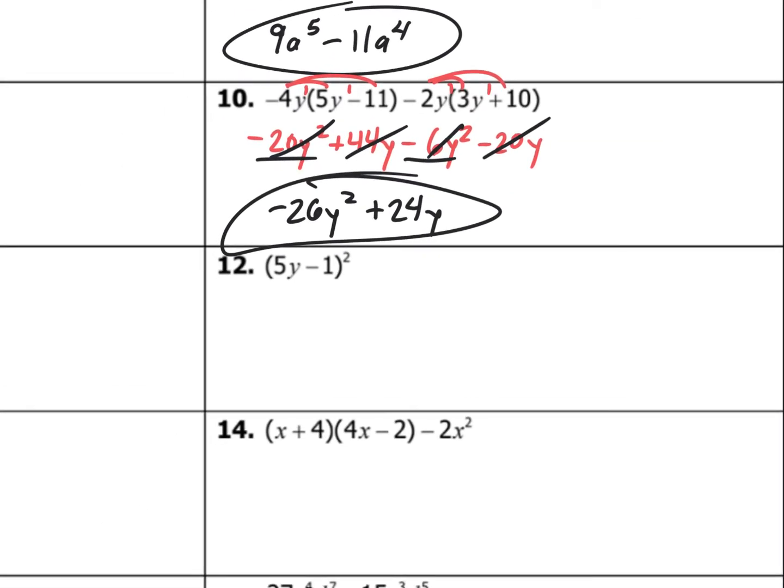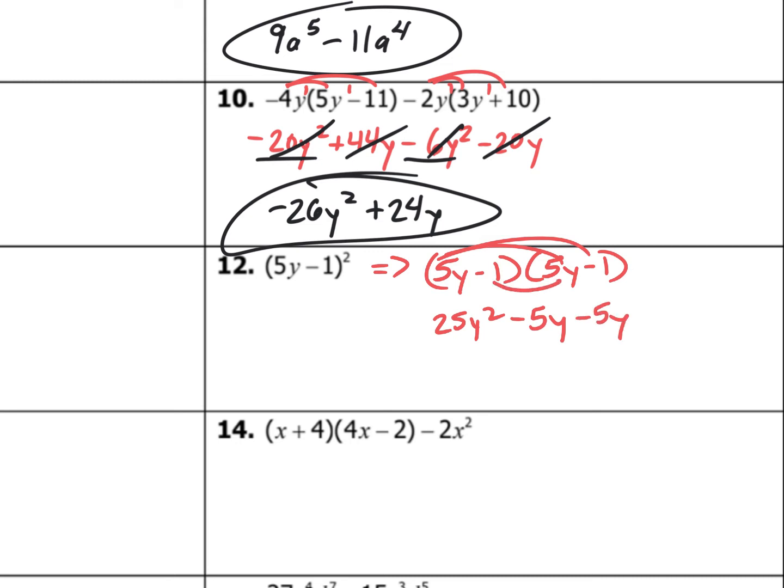Number 11, we have to expand first, or I'm sorry, this is 12. 5y minus 1 times 5y minus 1. That's all exponents tell us to do. Multiply something by itself. And now we can distribute. And that's 25y squared minus 5y minus 5y plus 1. And this is actually a perfect square trinomial. Combine like terms and you get negative 10y.